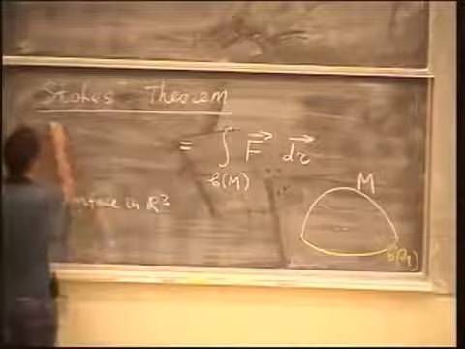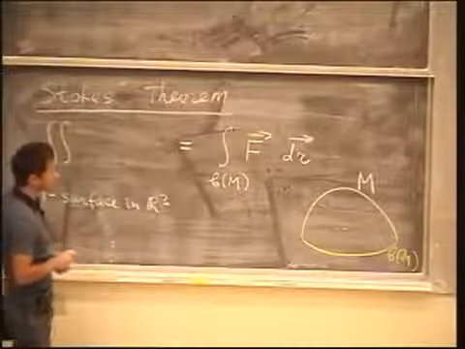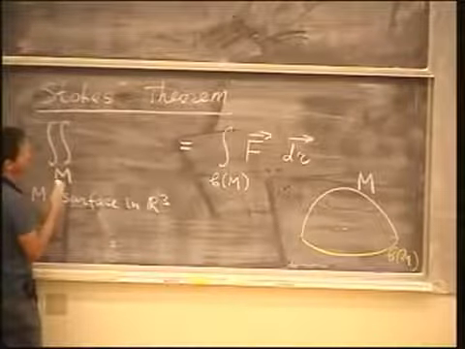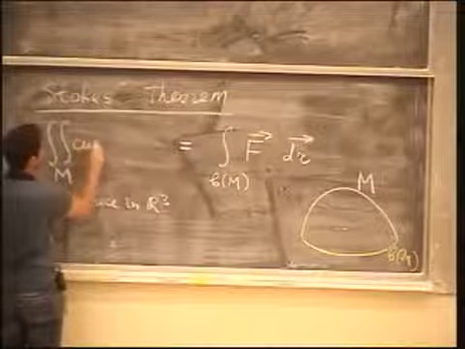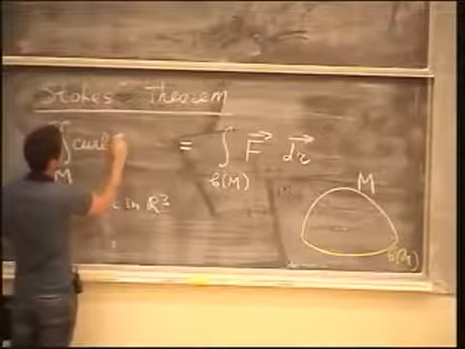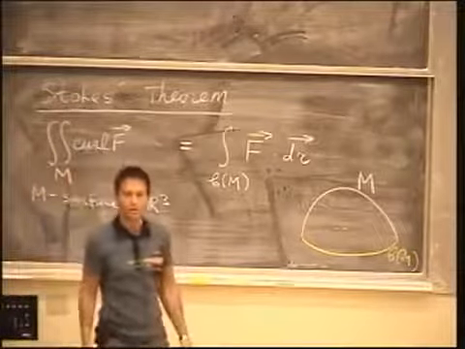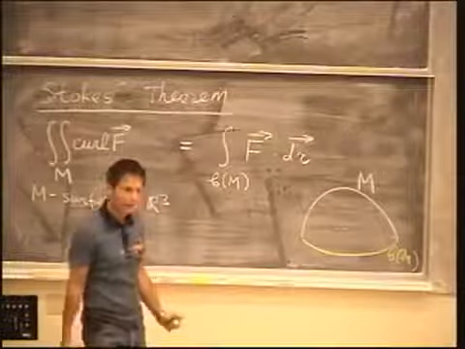And the right-hand side is going to involve a double integral over M itself. And now we can say the integral of what? It's going to be the integral of what we learned last time, the curl of F. So if you have a vector field F, you can define a new vector field which we call curl of F. Okay? So this has already been defined.